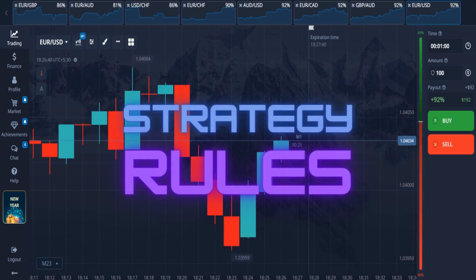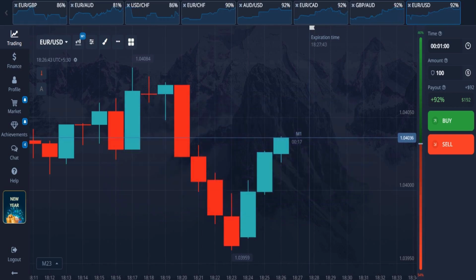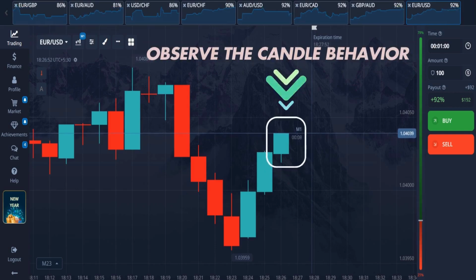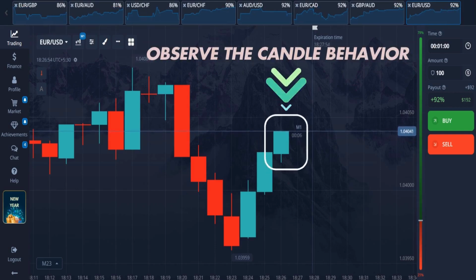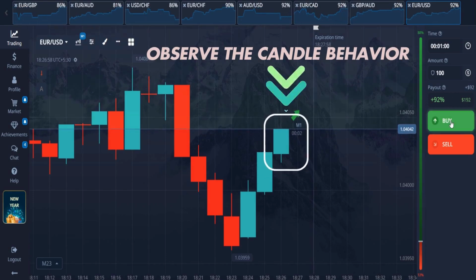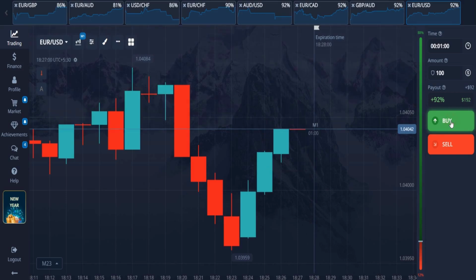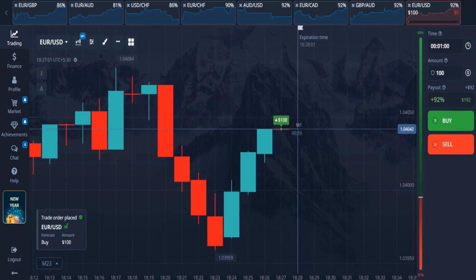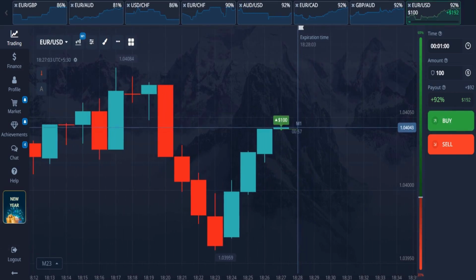Let's now dive into the strategy step by step. Observe the candle behavior. Wait for a new candle to form. When there are 10 seconds left before the candle closes, carefully observe its movement. Check whether buyers or sellers have more strength in the last 10 seconds. If buyers dominate in the last 10 seconds, take a buy trade for the next candle. If sellers dominate in the last 10 seconds, take a sell trade for the next candle.